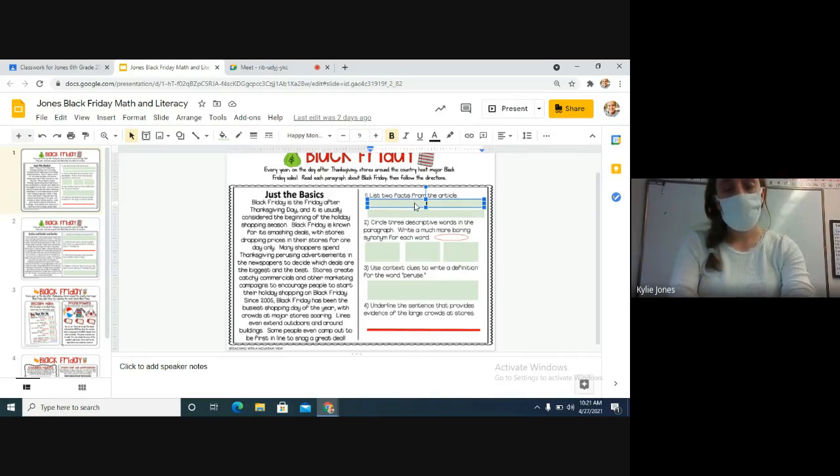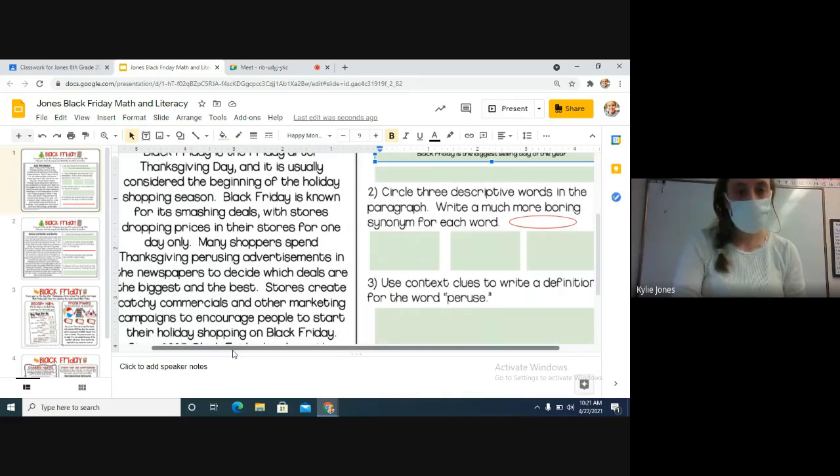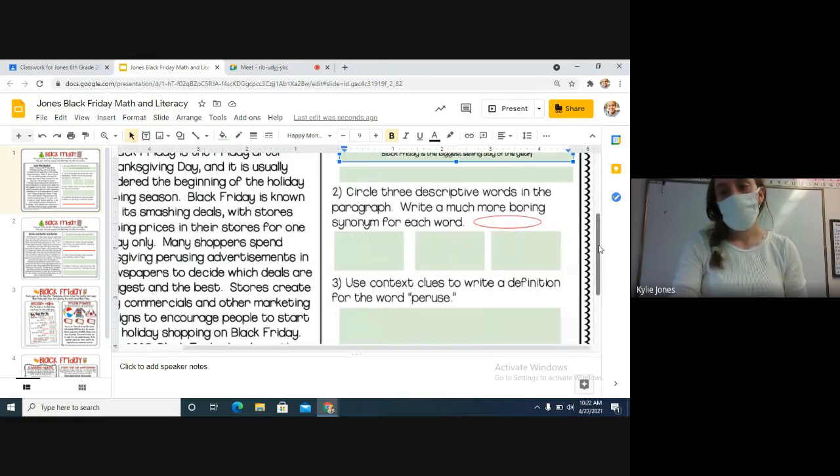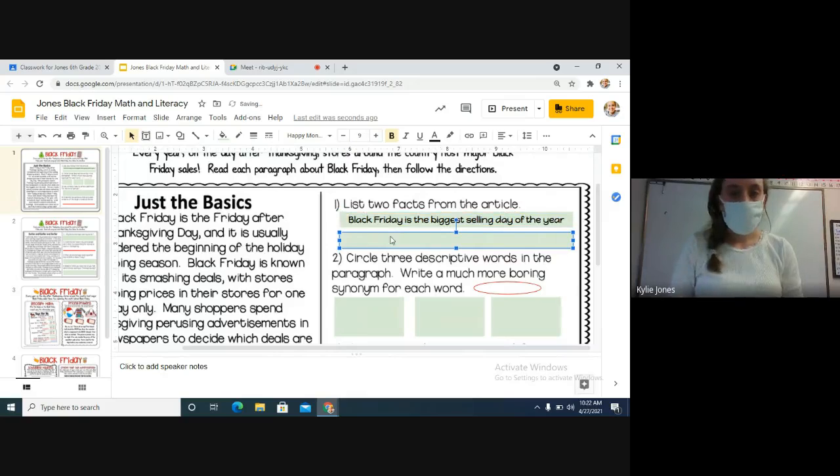Okay, so you guys are going to click on there. Black Friday is the biggest selling day of the year. And I'm going to go ahead and zoom in because it is so tiny. What is the biggest what? The biggest selling day of the year. There you go. Okay. That's one fact. Who can give us another fact?